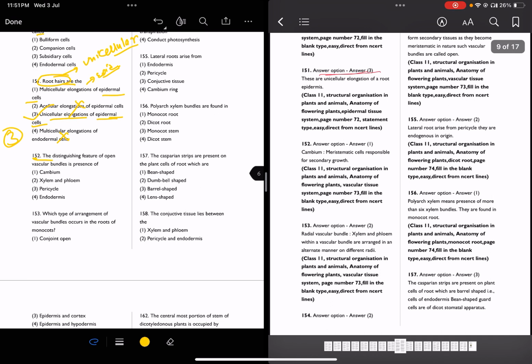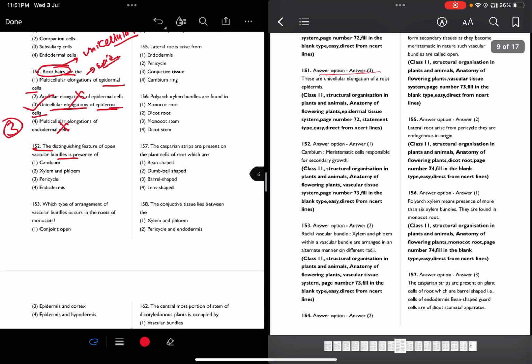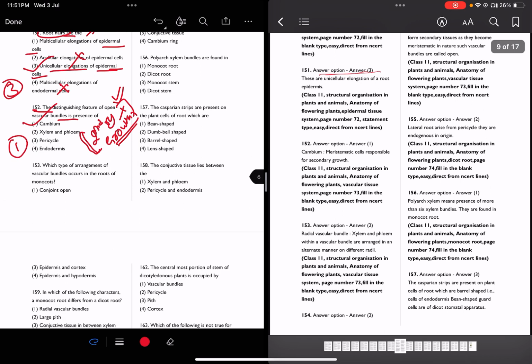Question 152 is about the distinguishing feature of the open vascular bundle and closed vascular bundle. Whenever we talk about open and closed vascular bundles, we should know about secondary growth. If open vascular bundles are there, it means secondary growth is present. If closed vascular bundles are present, secondary growth is absent. So secondary growth is decided by open and closed vascular bundles, and this distinction is on the basis of the presence of cambium. So option one, you can see in the solution.